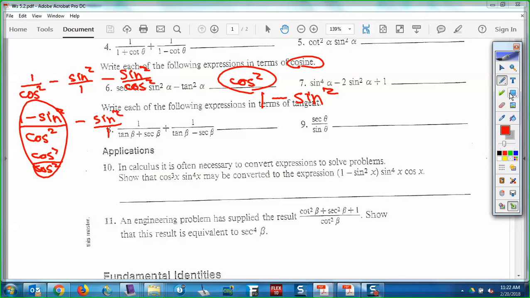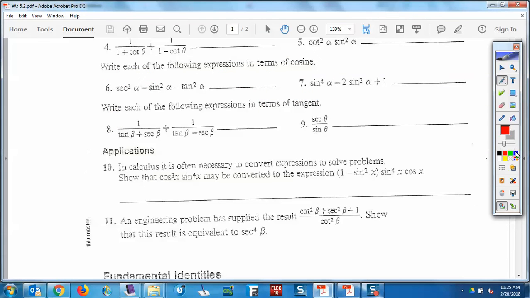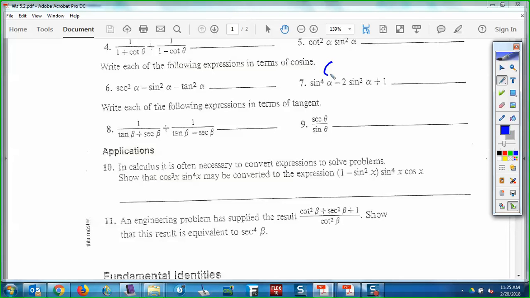Okay? All right, what about this one? What are you thinking when you see this one here? Factor. This is a FOIL. When you see a sine to the 4th and a sine squared and then nothing in there, that's going to be a FOIL problem. And it turns out it's actually a nice one. It's just sine squared minus 1 and sine squared minus 1.